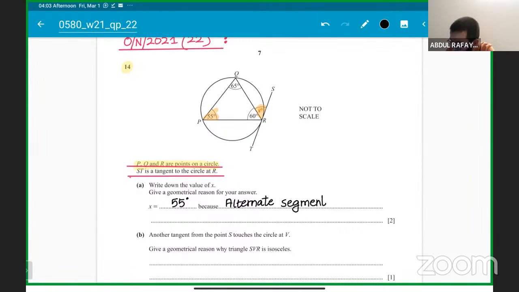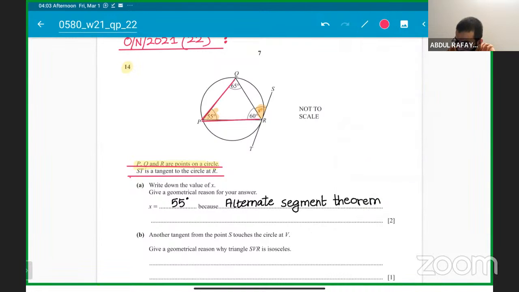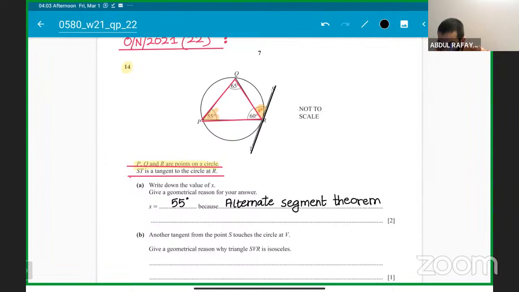Is everyone clear? Let me explain. How do you know that this is an alternate segment theorem, guys? Just make sure you understand, whenever a triangle is formed inside the circle, with 3 points on the circumference, and you have a tangent line, the X will be equal to 55 degrees because of the alternate segment theorem. Understood? Is everyone with me, guys?